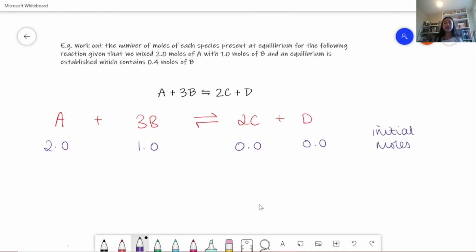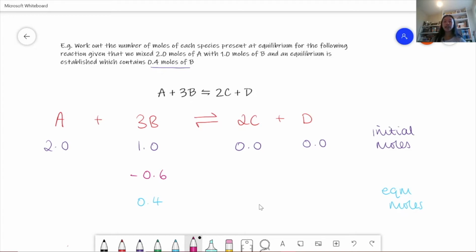And then what we do is we write down the equilibrium moles that we do know, which is the 0.4 moles of B. So this is equilibrium moles. And then we can work out how many moles have been lost of B during the process to get to equilibrium. And so 1 minus 0.4 is 0.6. So we've lost 0.6 moles of B.